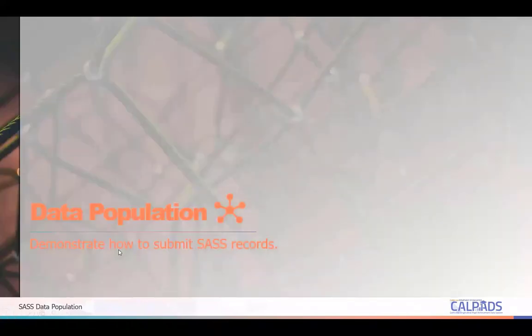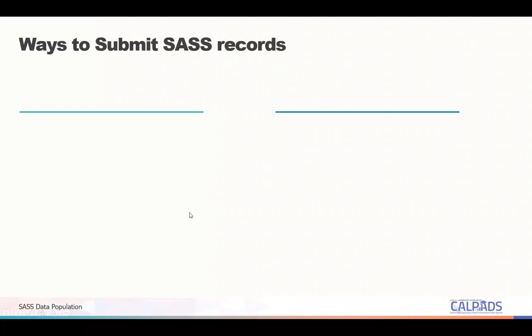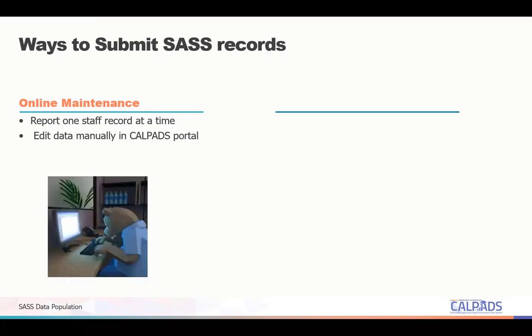We will now demonstrate how to submit staff assignment records to CalPADS. There are two ways to submit staff assignment records to CalPADS. First is through online maintenance, where you can add SASS records one staff member at a time. This is the slower process. The faster process is through batch upload, where you can submit multiple records at once.